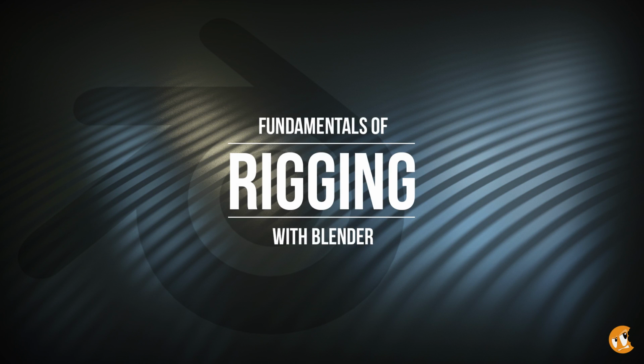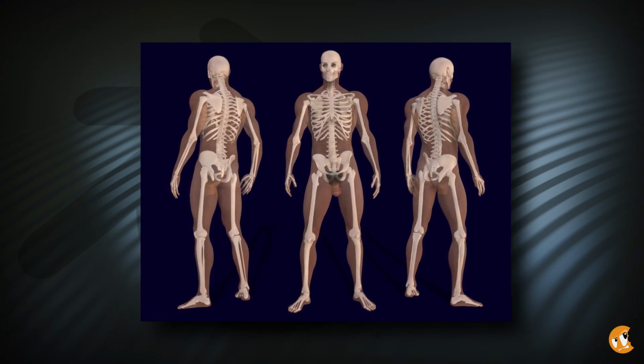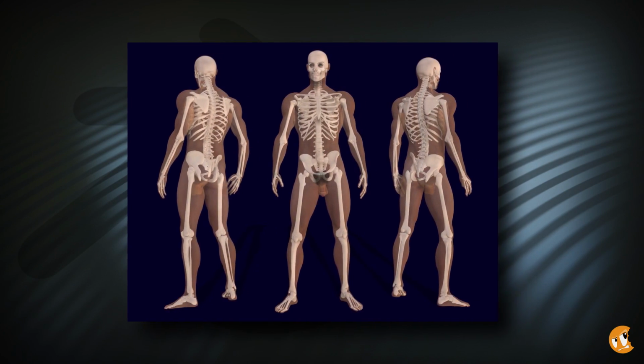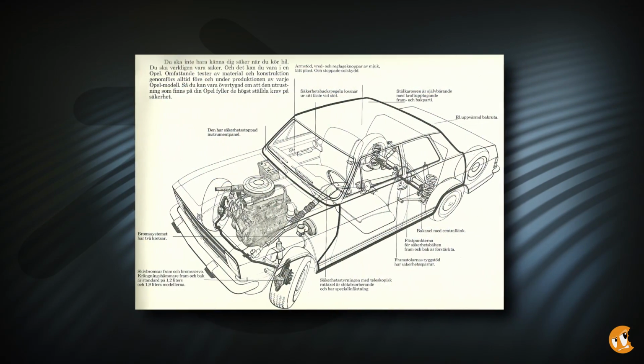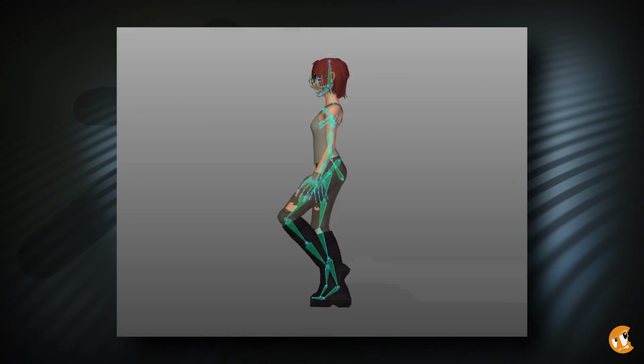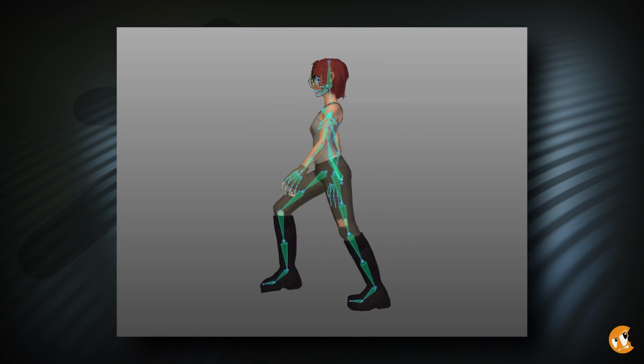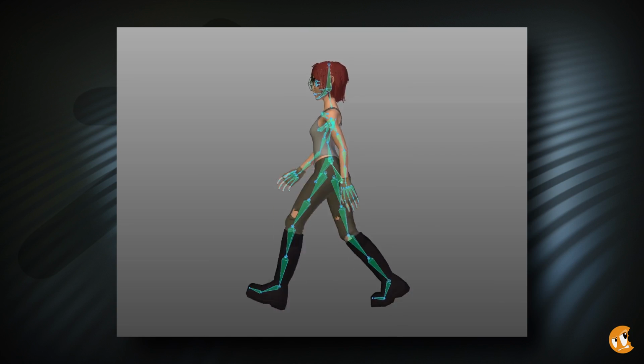Rigging is the art of preparing something for movement. What the skeleton and muscles are to the human body, or the engine and wheels are to a car, so rigging is to 3D graphics. Therefore, it's an extremely important part of the animation pipeline.